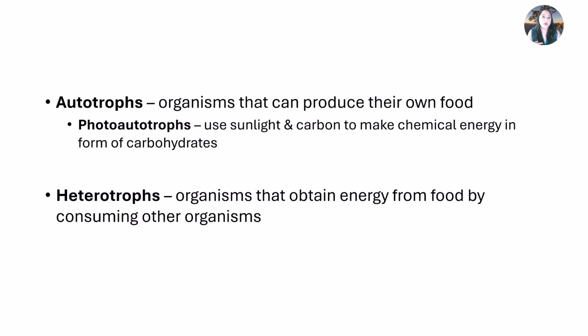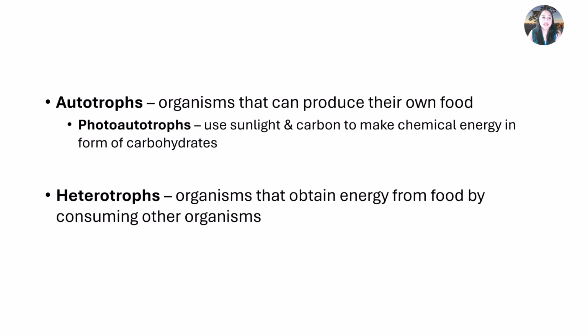So again, this term: autotrophs are organisms that are able to produce their own food. You can make your own food through chemistry, but photoautotrophs specifically are ones that use sunlight and carbon to make chemical energy in the form of carbohydrates. So autotrophs are anything that can make its own energy, and photoautotrophs are the ones that do that by using sunlight. Heterotrophs are organisms that have to obtain energy from food by consuming other organisms. So that would be us humans.